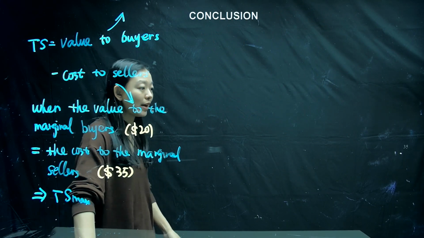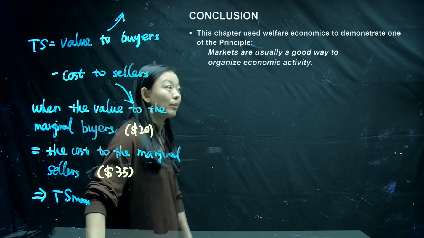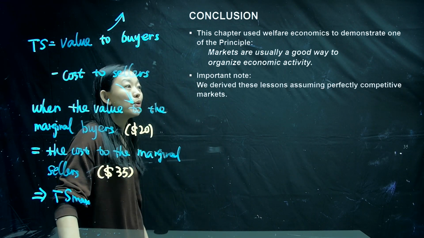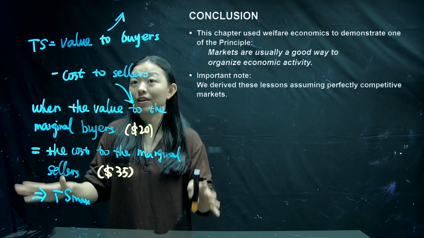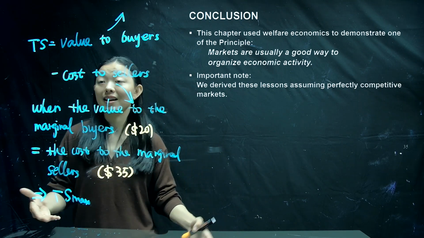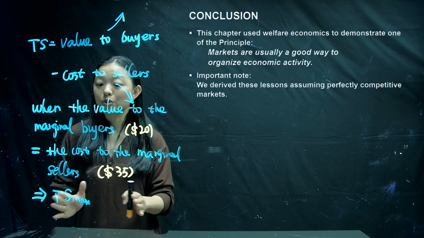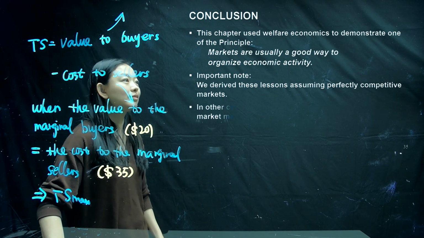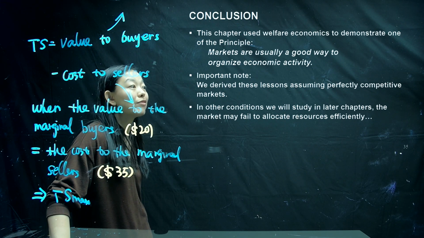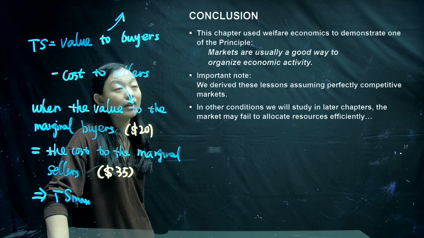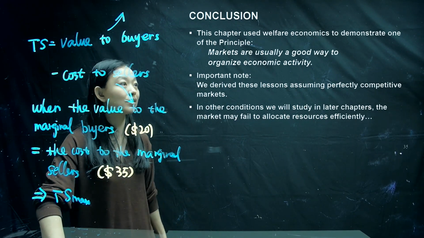So the conclusion we would like to make today is that markets are usually a good way to organize economic activity. An important note is that the lessons we derived assume our markets are perfectly competitive. In other markets like monopoly or oligopoly markets, total surplus will be maximized in a different way. In later chapters, we will see that markets might fail to allocate resources efficiently, because the market is not perfectly competitive.